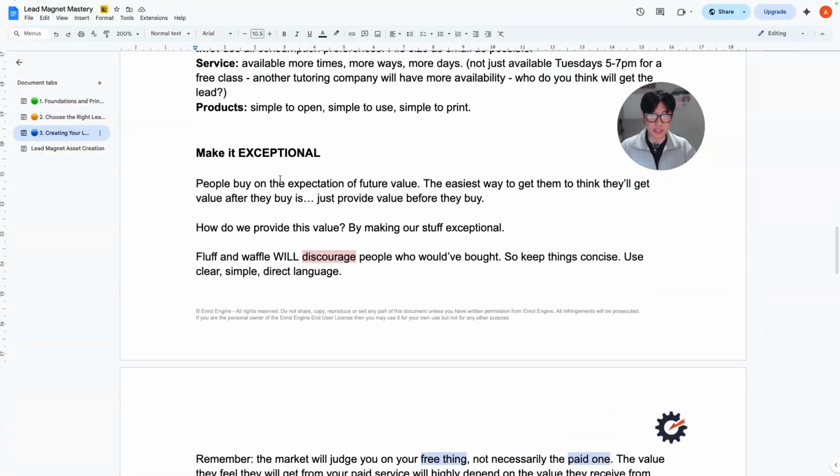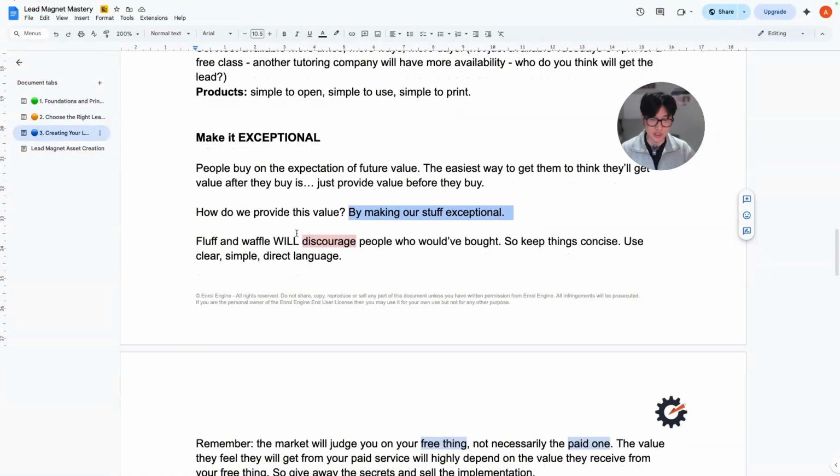I'm going to mention this one again. This comes from the principles, but you want to make your lead magnet truly exceptional. People buy on the expectation of future value. And what that means is the easiest way to get them to think they'll get value after they buy your service is just provide value before they buy, when they engage in your lead magnet. And how do we provide this value? By making our stuff exceptional. It's as simple as that. It's simple, it might not be easy, but it's the truth.